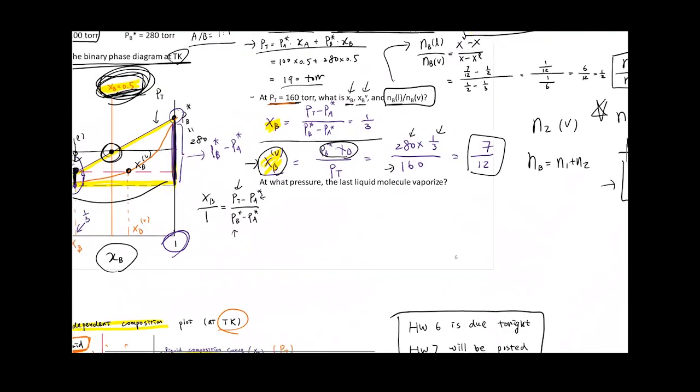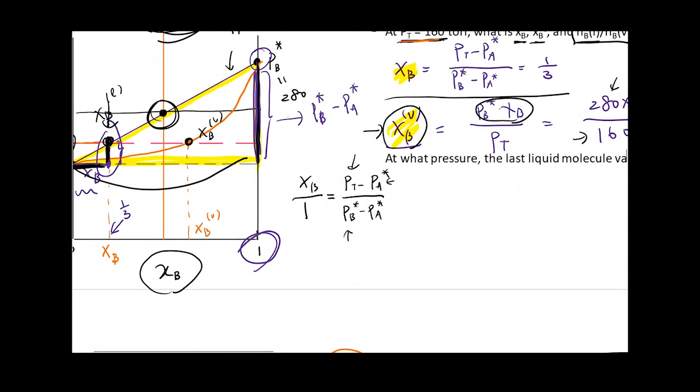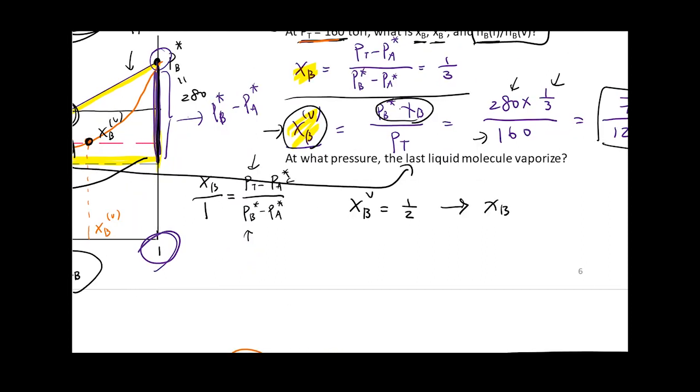So the very last one is at what pressure the last liquid molecule vaporizes. From the description, you should know that this will be the point where you have the last liquid molecule vaporized. Here you can see you only have XBV now. You don't have XB, right? Because all of them become vapor. The thing you know for sure is that your XBV is going to equal 1/2. So the important thing is, what is your XB then?